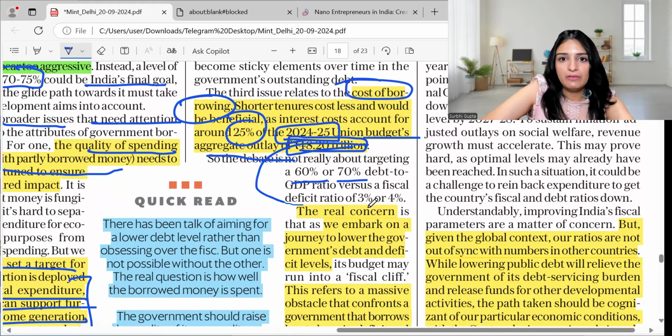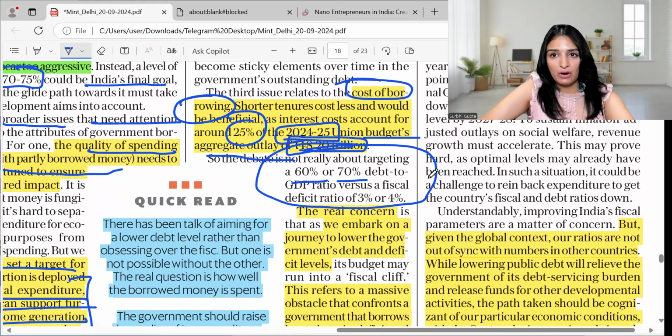So the debate is not really about targeting 60% or 70% debt to GDP ratio. What we are debating is actually out of context. We should debate about what we discussed: the quality of the money that you're borrowing, where it is being spent, the tenure of your borrowing, and the cost of borrowing. We should focus on these issues.